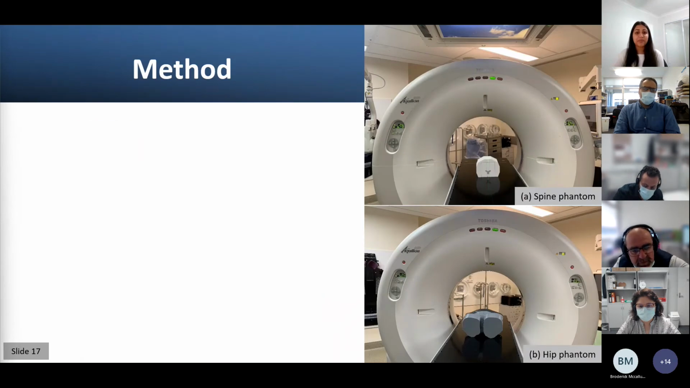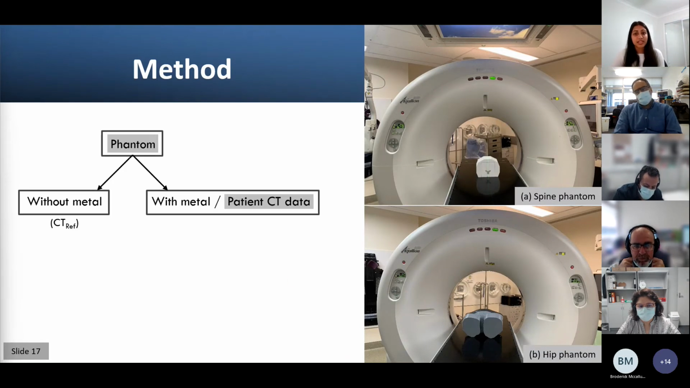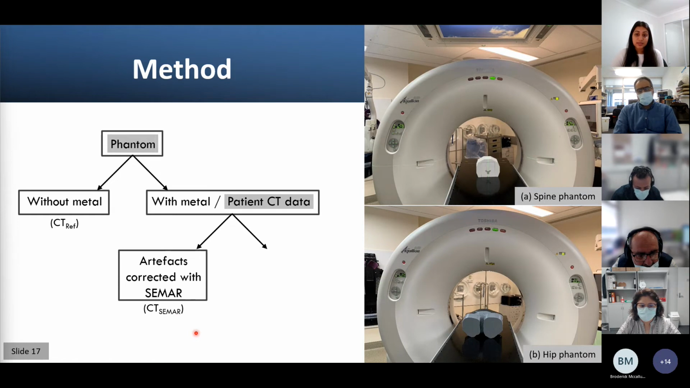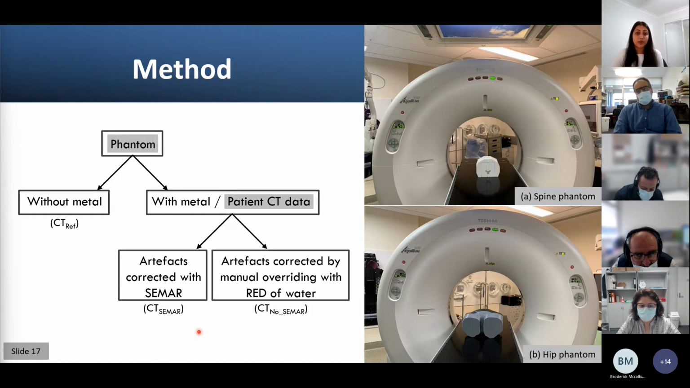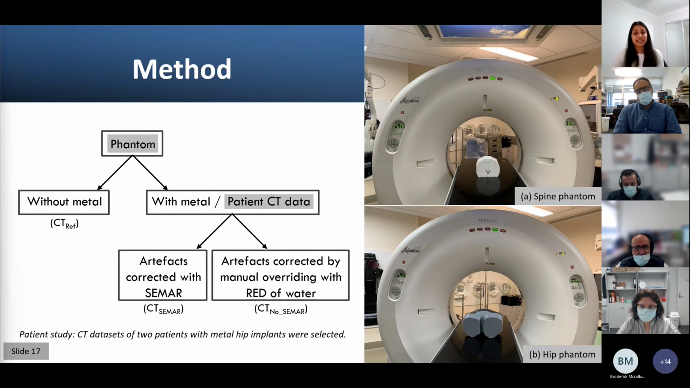And so we CT scanned the 2 phantoms, generating 3 datasets for each type. The one without metal, named CT Ref, was our reference phantom, and the one with metal was reconstructed with and without SEMAR. And the metal artifacts on the CT data with SEMAR were corrected by the algorithm, whereas metal artifacts on the CT datasets without SEMAR were corrected by manual overriding with water. And for the retrospective patient study, the CT datasets of 2 patients with metal hip implants were selected. And this slide is very important because for the rest of the presentation, I'll be referring to this naming convention.